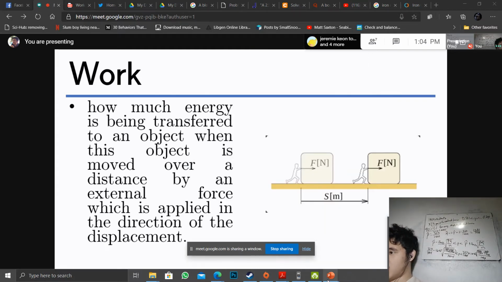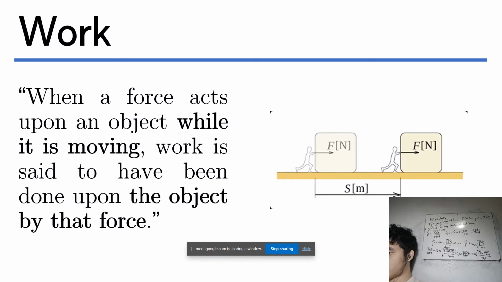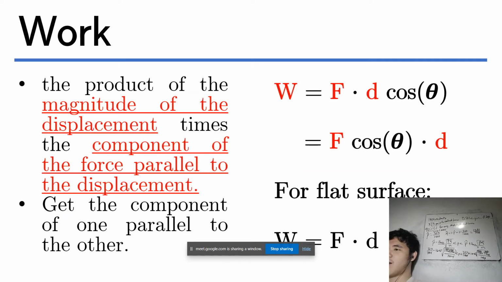Okay? Next. When a force acts upon an object while it is moving, work is said to have been done upon the object by that force. So, ano kaya kapag di gumagalaw? No, that is my question to you. So, work is the product of the magnitude of the displacement times the component of the force parallel to the displacement. Sabi ko nga, no?